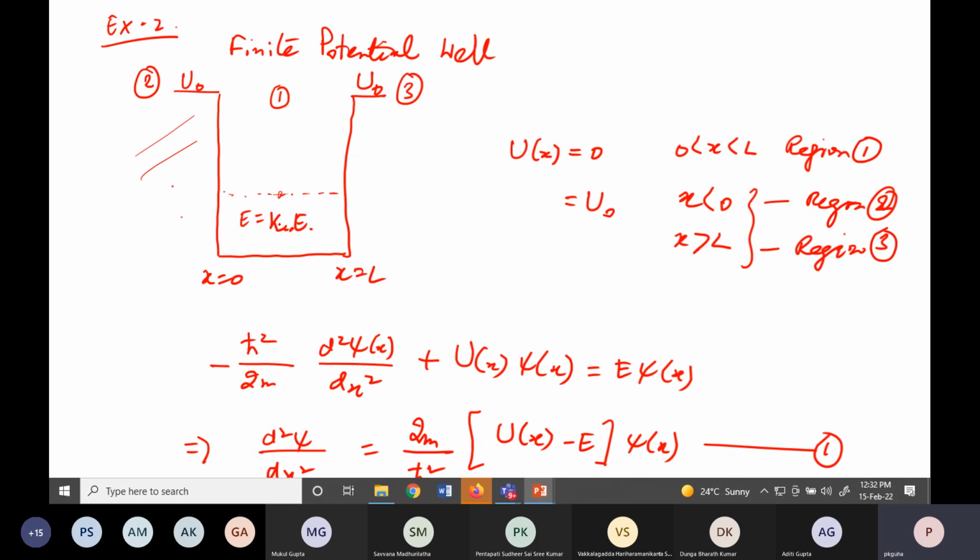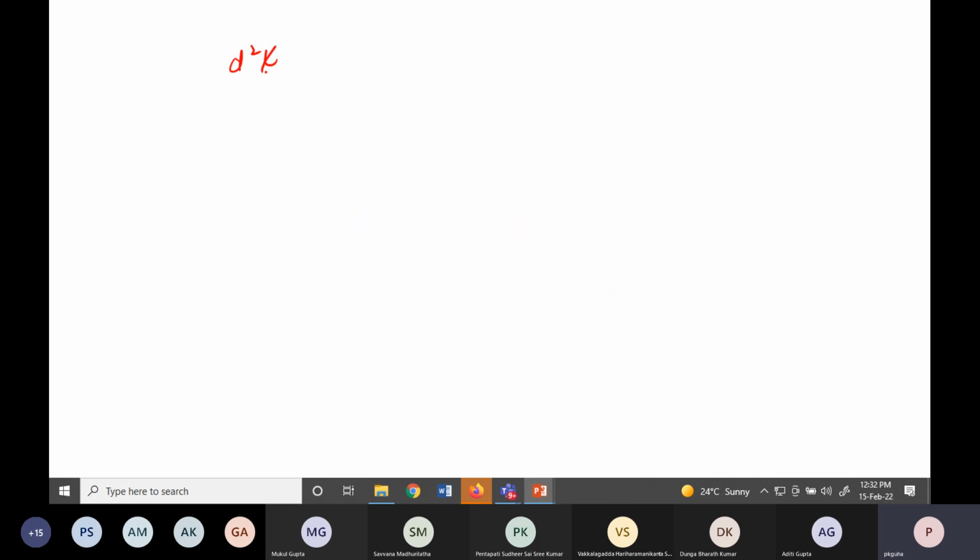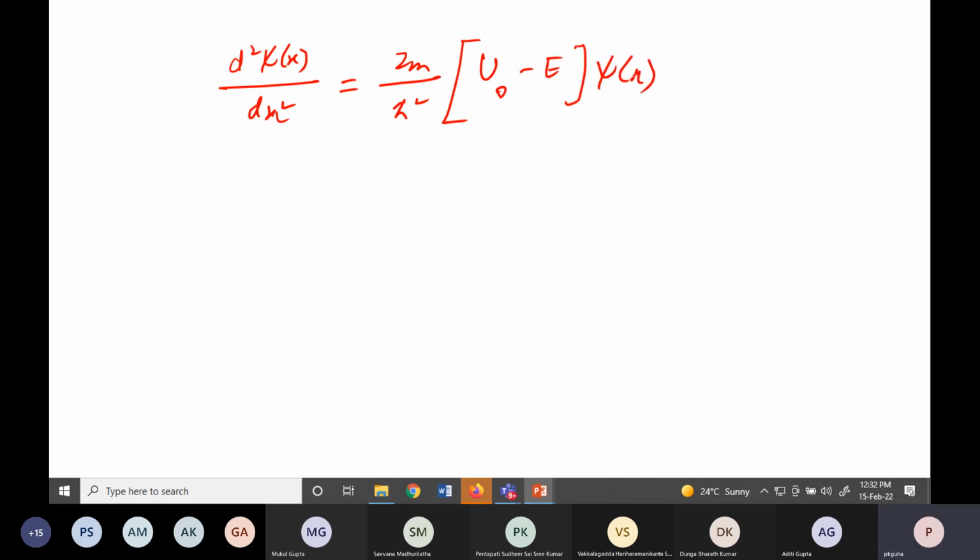Because the particle is inside the well, and we are considering the energy of the particle to be less than U naught. I mean, the particle energy might be more than U naught also. That is a completely different problem. But in this case, we are assuming E less than U naught, right? So if you consider E less than U naught and U(x) equal to U naught, we can rewrite the spatial part of the expression, okay? So it will be 2m by h-bar square (U naught minus E) psi(x). So this is our equation, right?